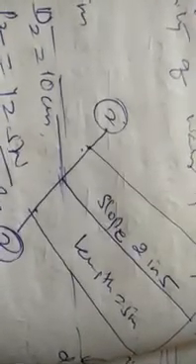Just assume that the datum is passing through the center of the lower end. Then it means that Z2 will be equal to 0. You can see here that it is passing through the center of the lower end. So Z2 will be equal to 0. Let us assume that. Therefore, Z2 is equal to 0.